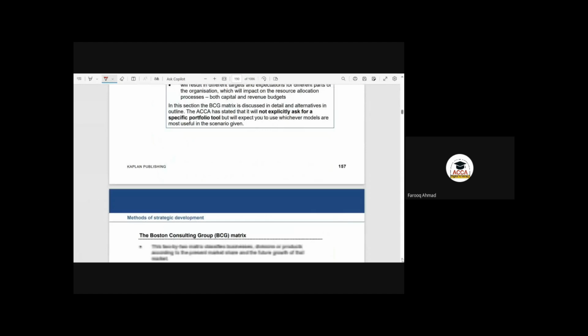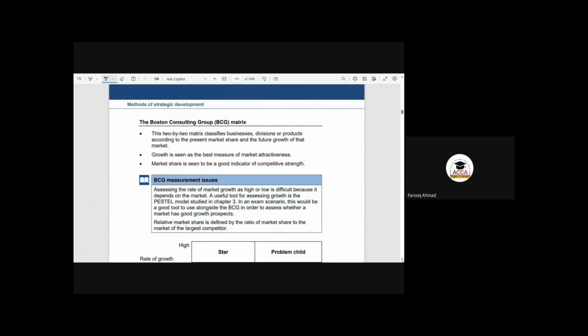This is the Boston Consulting Group, BCG matrix. This 2 by 2 matrix classifies business divisions or products according to present market share and the future growth of that market. Growth is seen as the best measure of market attractiveness. Market share is seen as a good indicator of competitive strength. BCG model measurement.